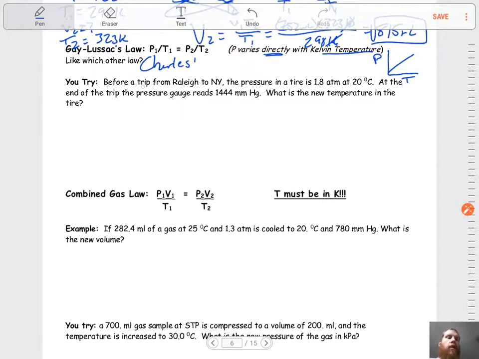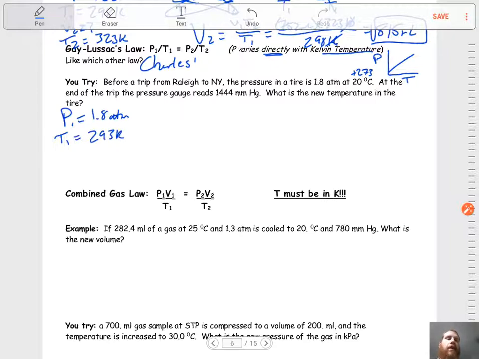All right, so before a trip from Raleigh, which is in North Carolina, to New York, the pressure in a tire is 1.8 atm at 20 degrees Celsius. So I'm going to write those two down. Pressure, P1 equals 1.8 atm. T1 equals 20 degrees Celsius. Again, add your 273 to it, so it's going to be 293 Kelvin.